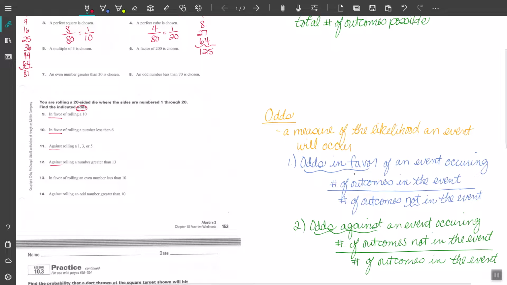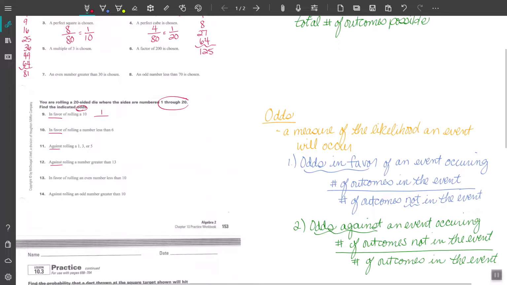All right, so if we have odds in favor, if that's what they ask for, then we follow this formula right here, this proportion. We want the number of outcomes in the event that we desire over the number of outcomes not in the event that we desire. So number 9 here, we want to know the odds in favor of rolling a 10 when we have this die that has sides 1 through 20. Out of all those possibilities, the only desired outcome is a 10. So that's one possibility.